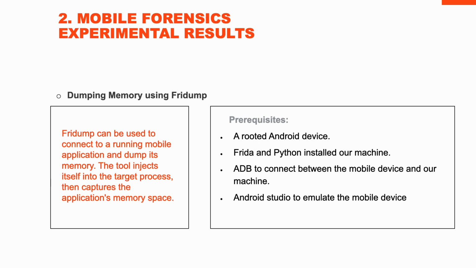We need to have Python and Frida installed in our machine, which is going to be used for investigation, and we need to have ADB to connect between the machine and the mobile device, which in our case is an emulator. And of course, as mentioned previously, we have utilized Android Studio to emulate the mobile device.